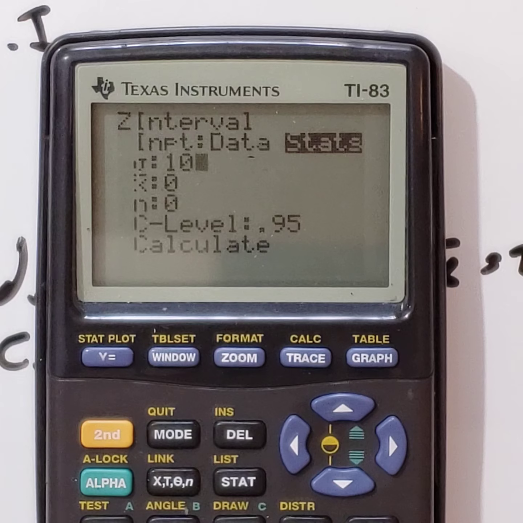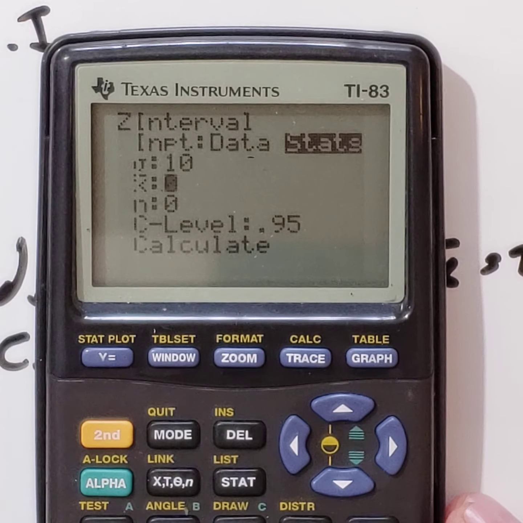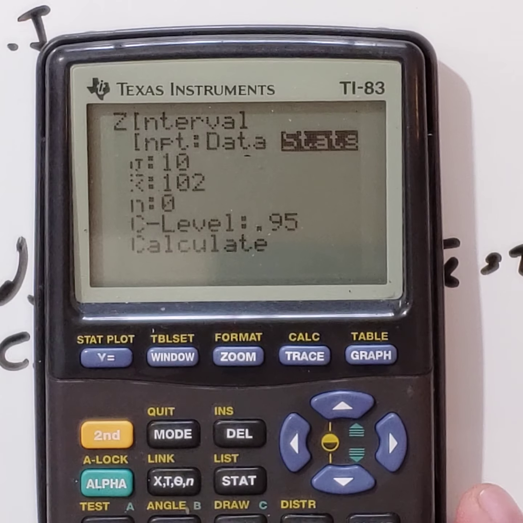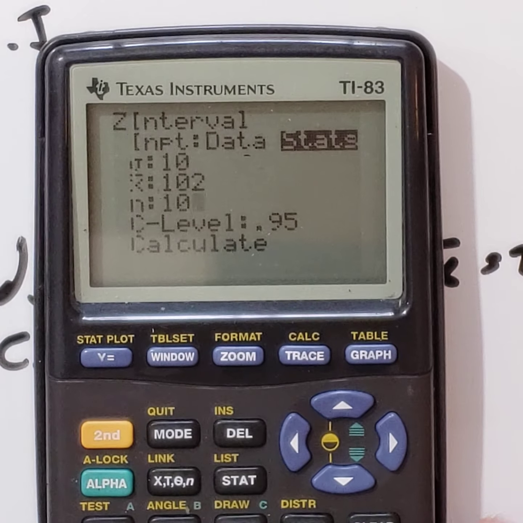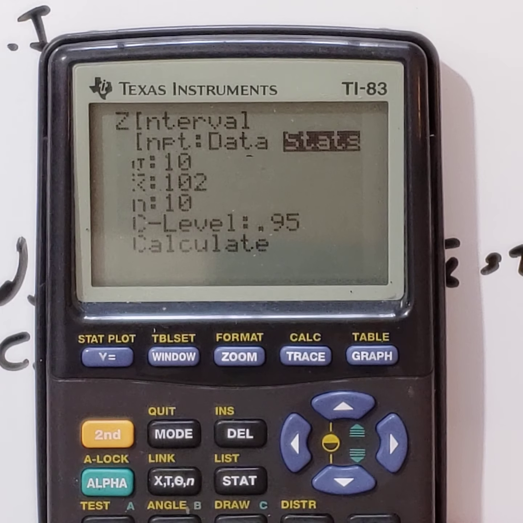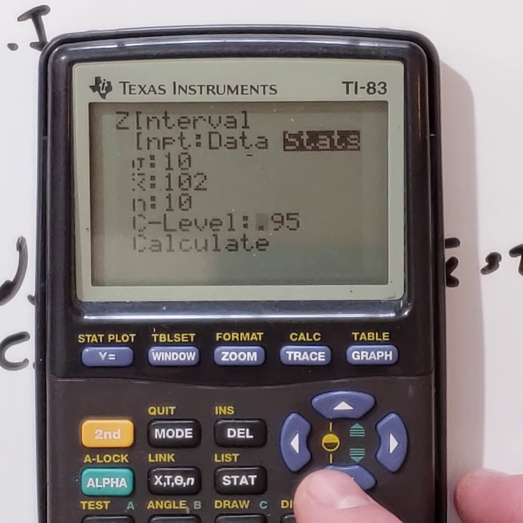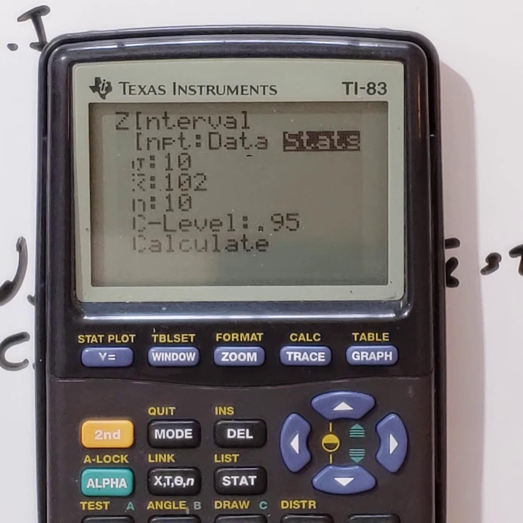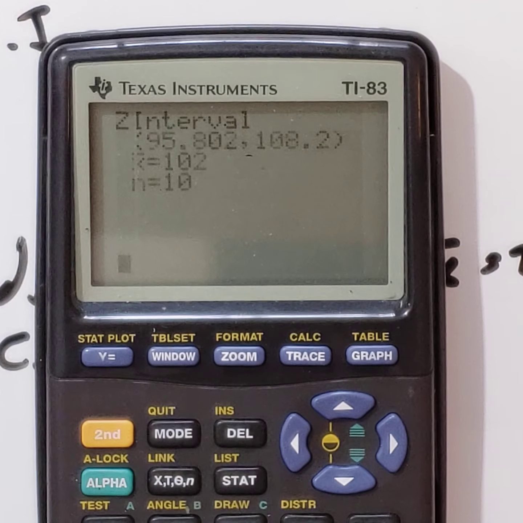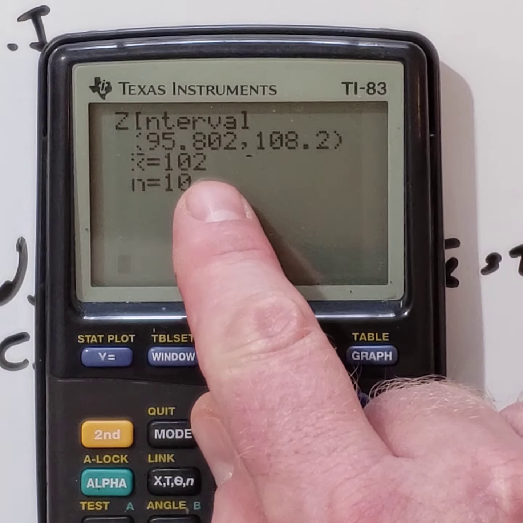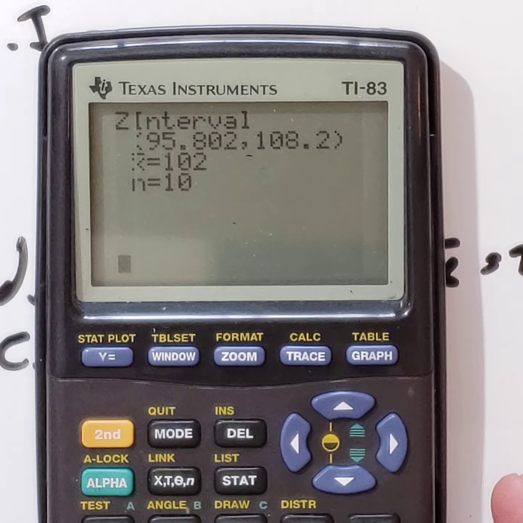So we tell it 10. X bar, that's our mean for our sample. That's 102. Our n is the size of our sample, as always. So that's 10 in this particular case. And our confidence level is 0.95. That's already in there. We can change it, though, to 0.9 or 0.99. Calculate, and it gives us our interval from 95.802 to 108.2.